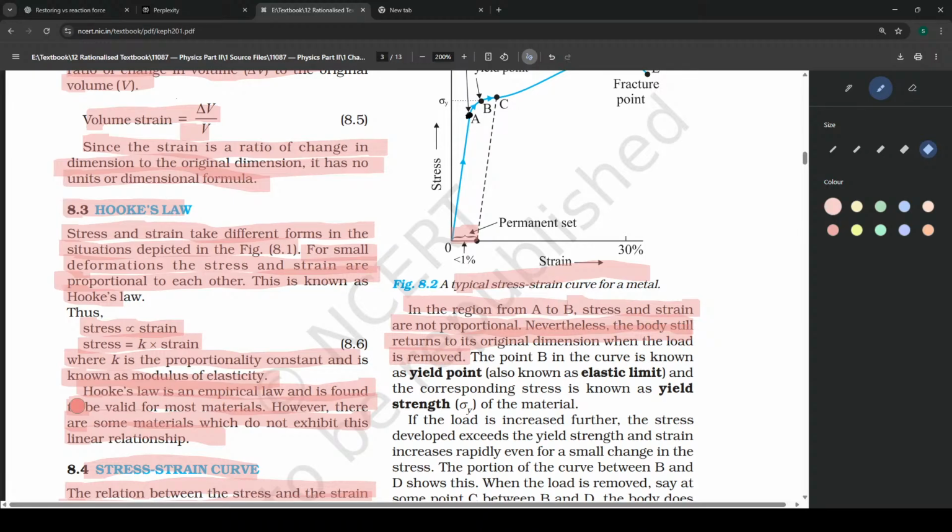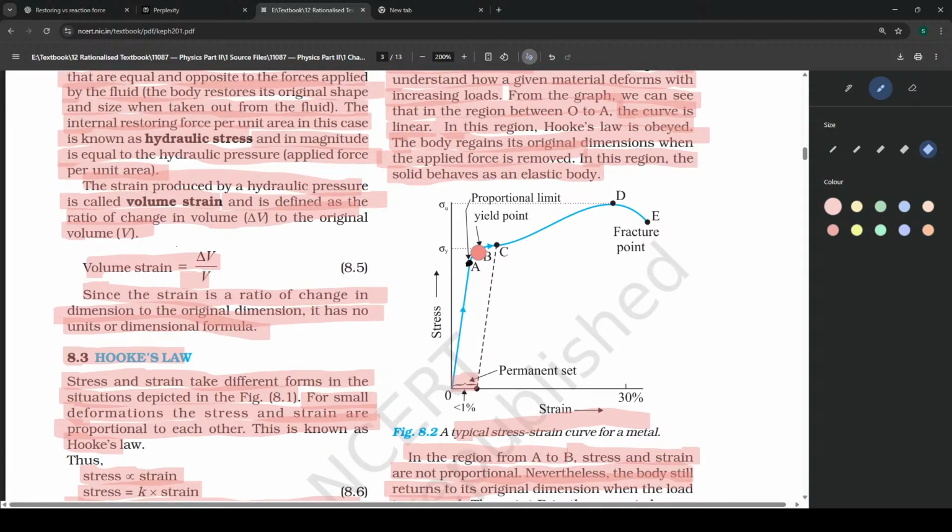Okay, here if we see at points A and B, from O to A it was completely proportional, it completely obeyed Hooke's law, and it was completely elastic. From point A to point B, it's still elastic. After we release it, it will come back to its original position. But it is not proportional anymore. Even though stress might increase a little, the strain will increase much more than the stress. But from O to A, as stress increases a little, strain also increases a little. But from A to B, when stress increases a little, strain will increase more compared to the stress.